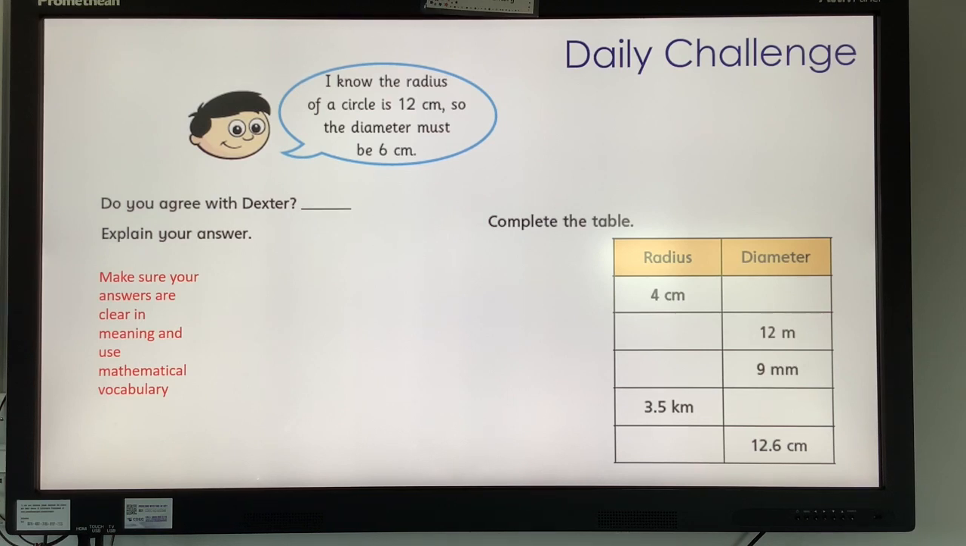Then, the table. It's giving you either the radius or the diameter, and you have to use the information to see if you can work it out. So if you know that the radius is 4 centimetres, what is the diameter? If you know the diameter is 12 metres, what is the radius? Now, unlike normal, I'm actually going to give you the answers today. So pause the video, have a go, and I'll give you the answers.